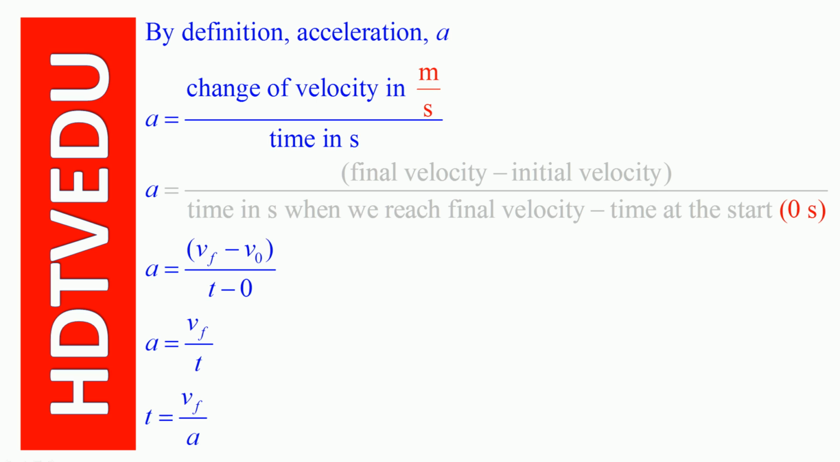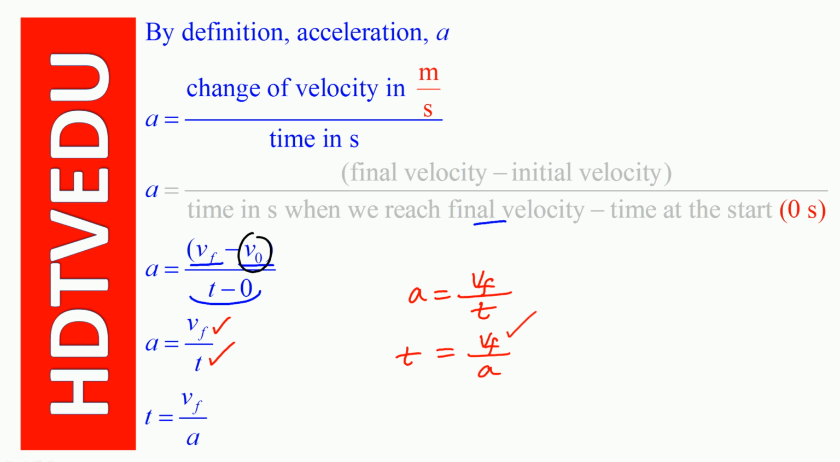By definition, acceleration is change of velocity in meters per second divided by time in seconds. So acceleration is final velocity minus initial velocity divided by time in seconds. For convenience, we have assumed that the initial velocity is equal to 0. So acceleration is equal to vf, the final velocity, divided by time. If acceleration is equal to final velocity divided by time, then time is equal to final velocity divided by acceleration.